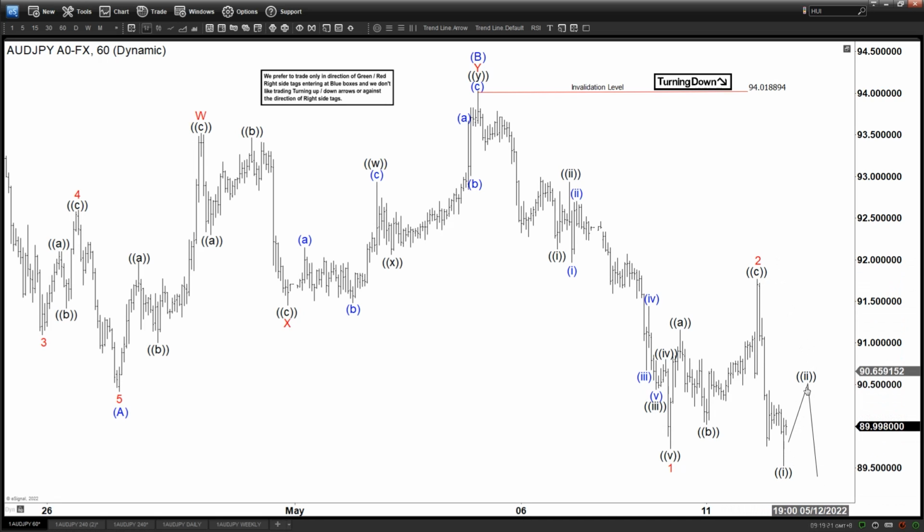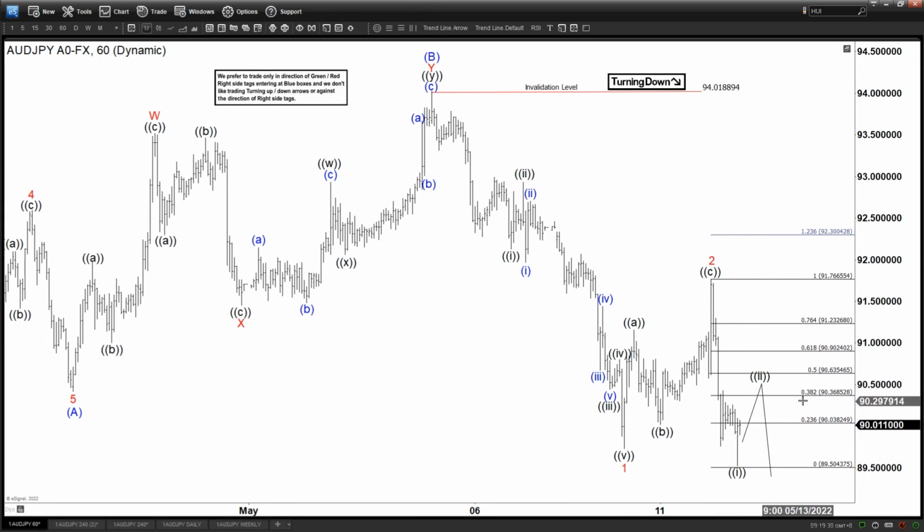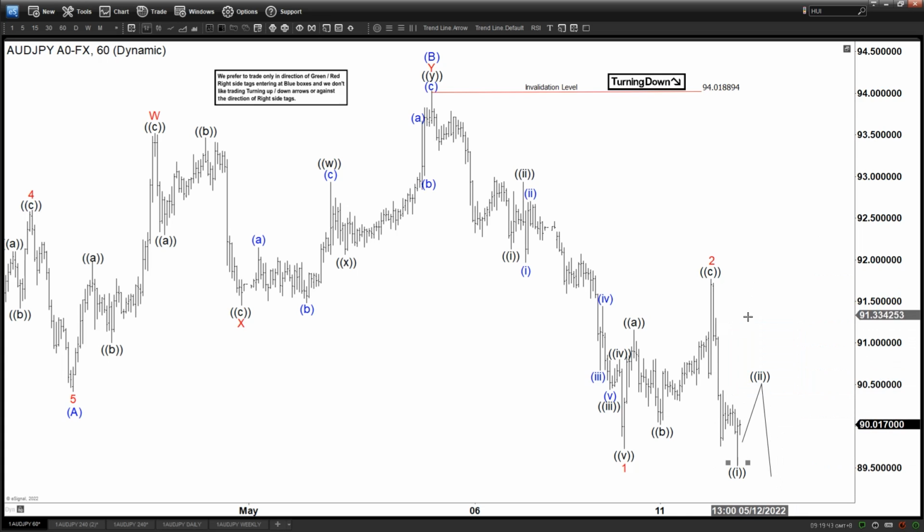Now, as far as how high the one and the two can go, you can use retracement. In this case, for example, it can go between 38.2% to, let's say, 76.4% retracement. This is where the 2 could be ending, and then the pair can start going down again. The alternate here is suggesting that we might be ending one here. Now, I think this is less likely than this one.